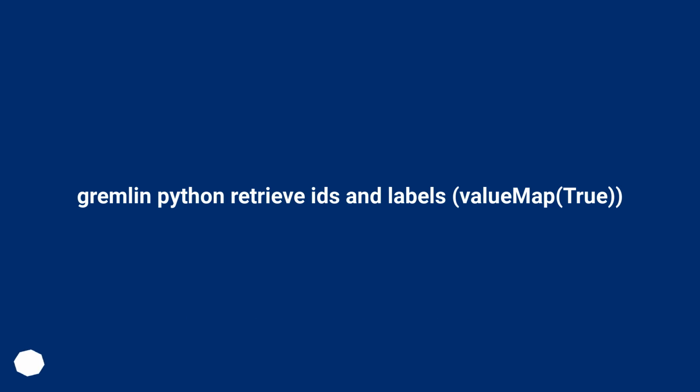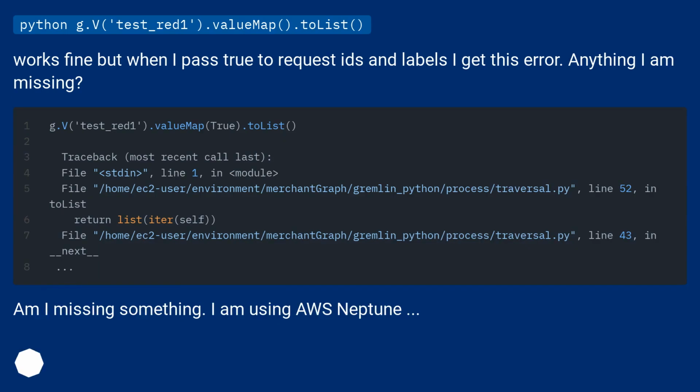Gremlin Python retrieve ids and labels, valueMap true. Python. g.V().test_red1.valueMap().toList() works fine, but when I pass true to request ids and labels I get this error. Anything I am missing? I am using AWS Neptune. I am adding extra import statements and traceback.